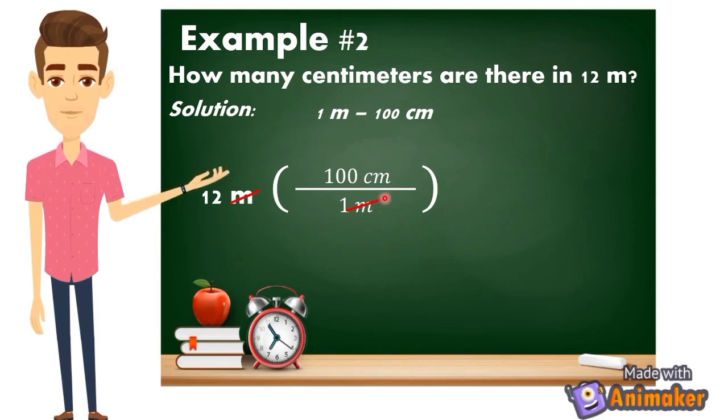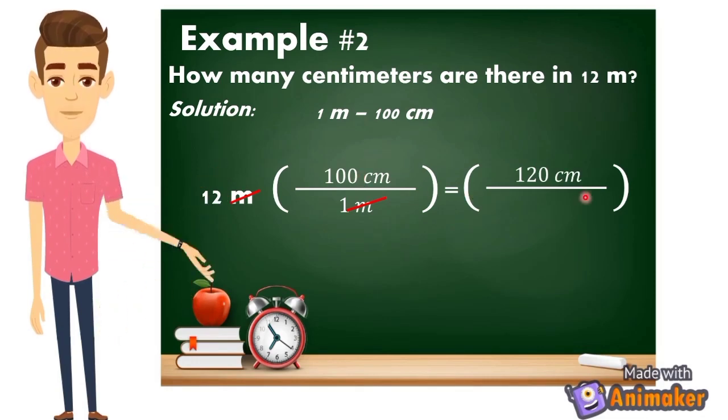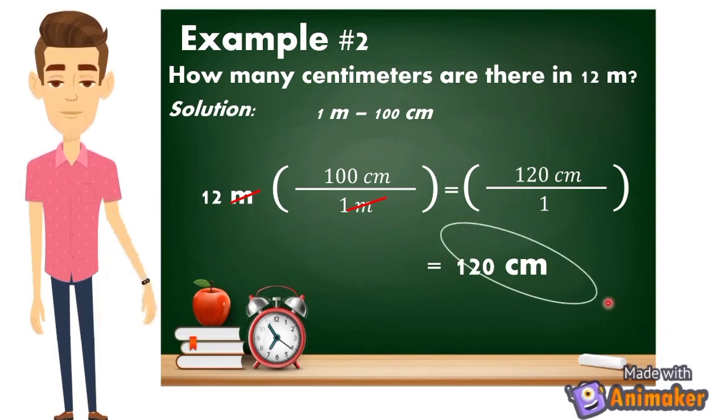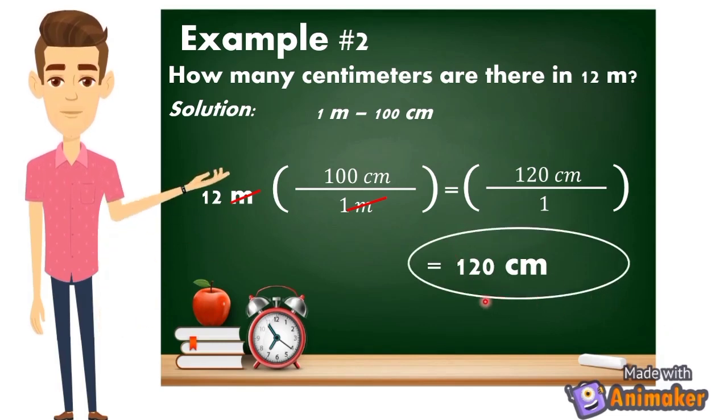So, all we have to do is to multiply 12 times 100. So, 12 times 100 is equals to 1,200 centimeter over 1. So, hindi na natin ulit ilalagay ang meter dahil canceled na siya sa unang step pa lang na ginawa natin. So, 1,200 centimeter divided by 1 is equals to 1,200 centimeter. Again, so this is the final answer. There are 1,200 centimeters in 12 meter.